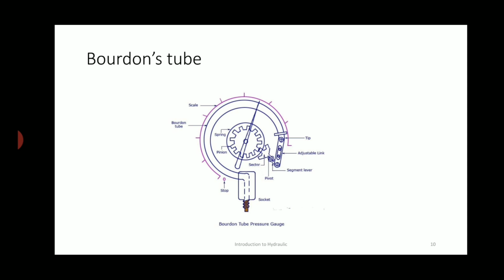This causes the closed end to move. The movement of closed end is given to the pointer through the rack and pinion arrangement. The pointer will move over calibrated scale and gives reading.